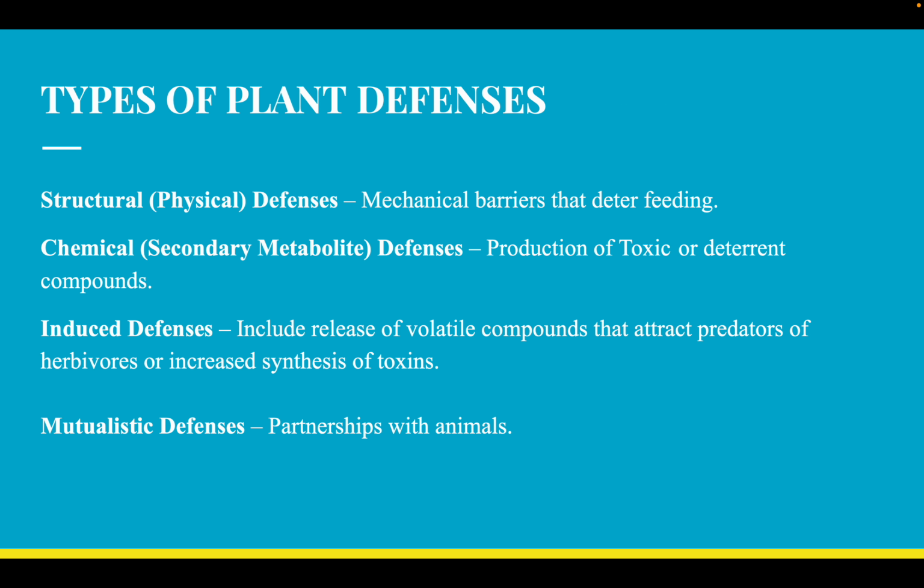There are four major types of plant defenses. There's the structural or physical defense, which is basically providing mechanical barriers such as large thorns or spikes that deter feeding from herbivores. We have chemical defenses, which is the production of toxic or damaging chemical compounds that affect the herbivores and that could kill them.